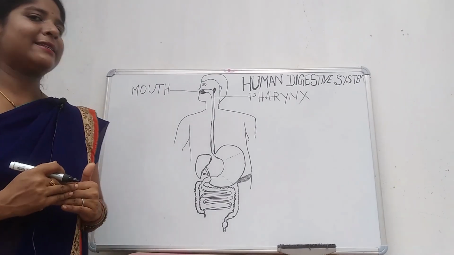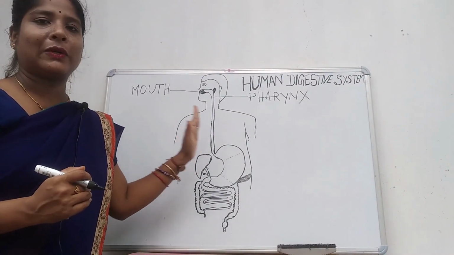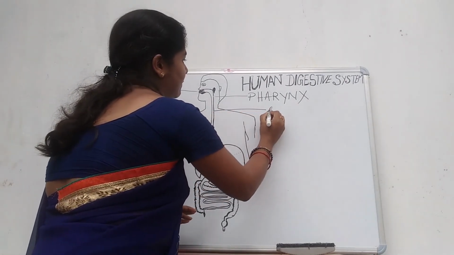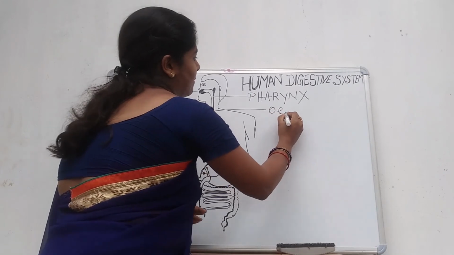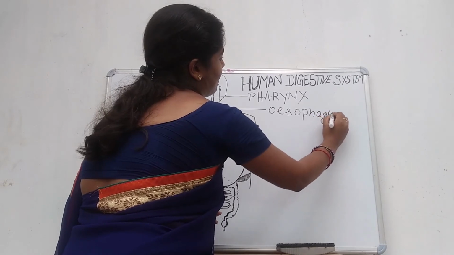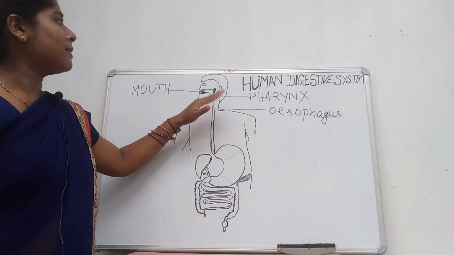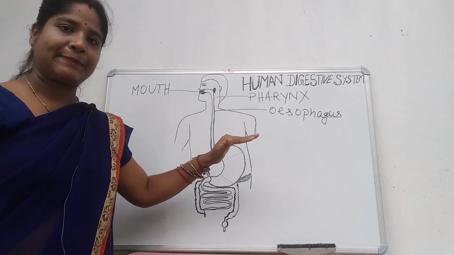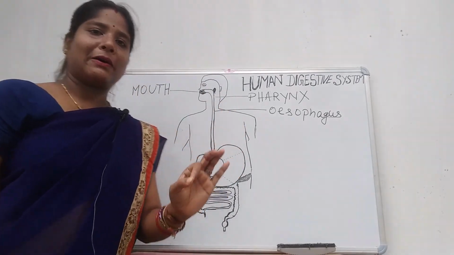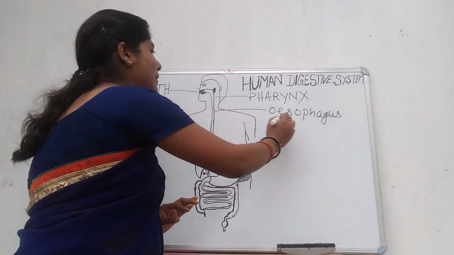Next to the pharynx, a hollow muscular tube is present, known as the esophagus. Right? So the esophagus is next to the pharynx. It is a hollow muscular pipe whose length is about 25 centimeter.